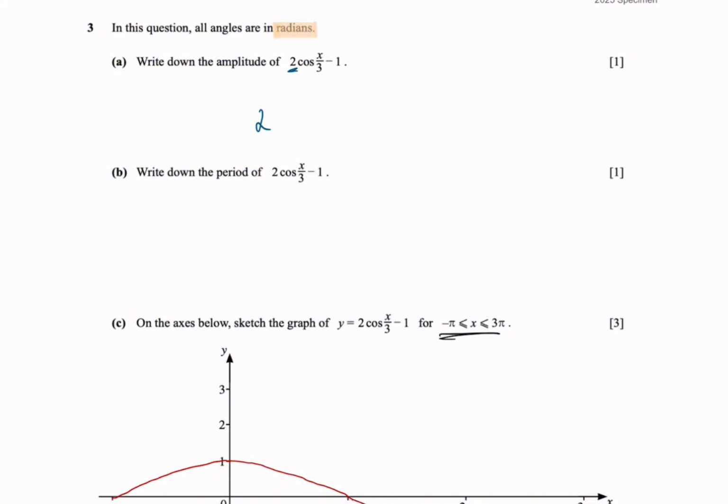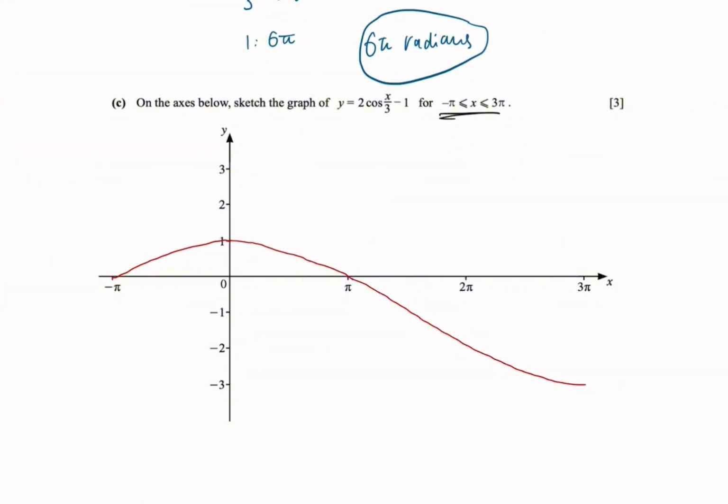So what we know is that the coefficient of x is 1/3. So within 2 pi, you have 1/3 of the cos graph. So to get one full graph, you need to multiply by 3, and then you will get 6 pi as the period. 6 pi radians. Okay, part C, you need to sketch the graph for this within minus pi to 3 pi.